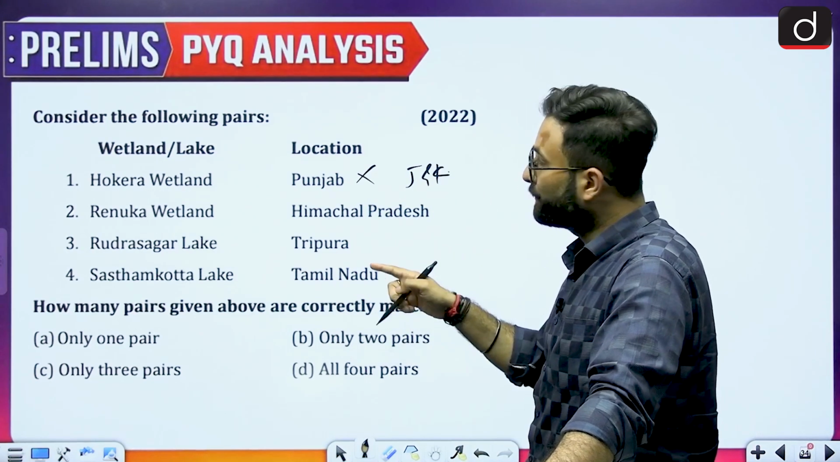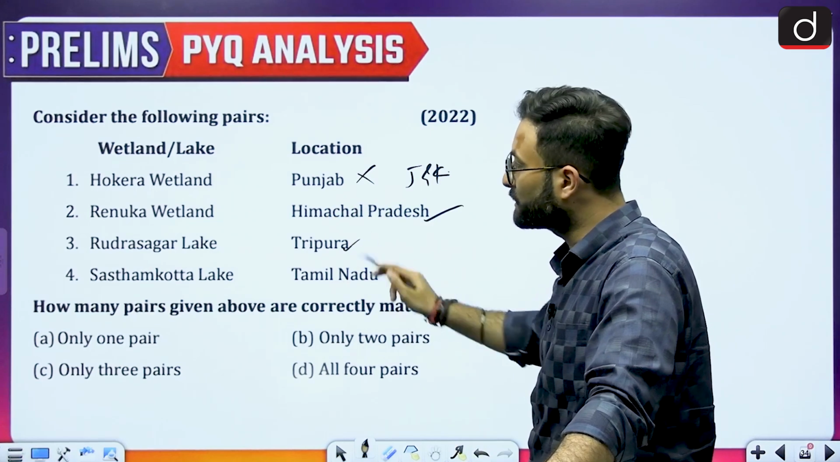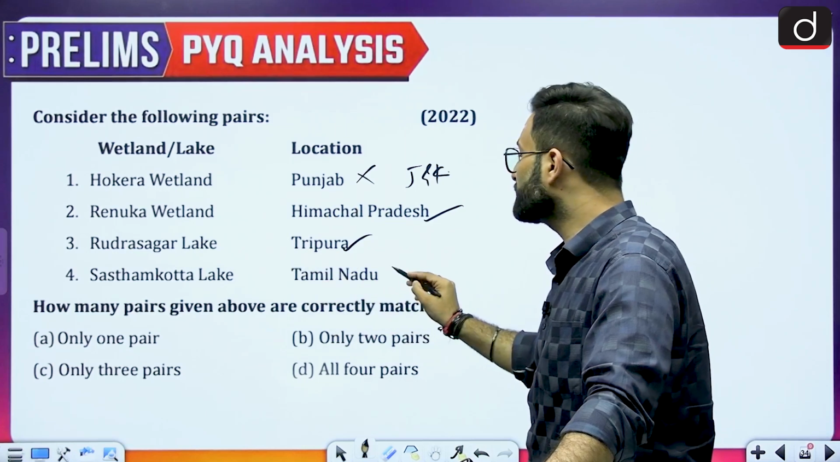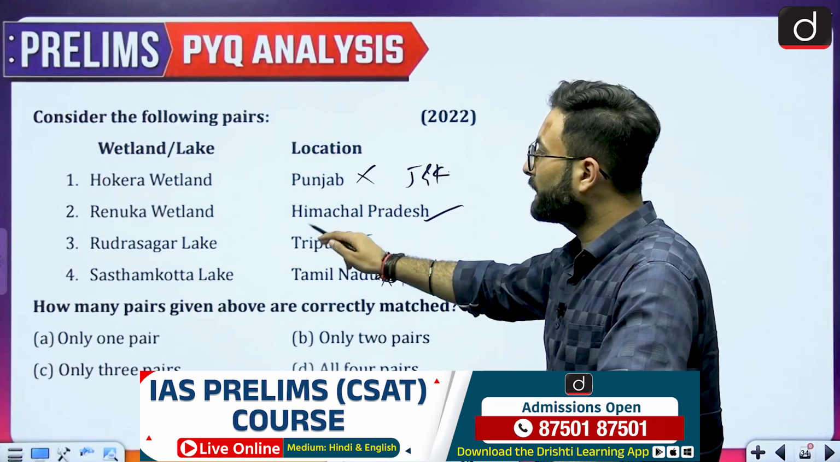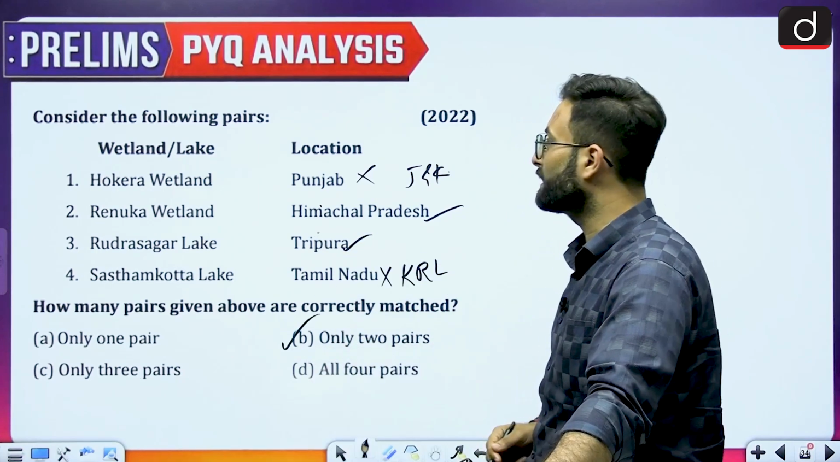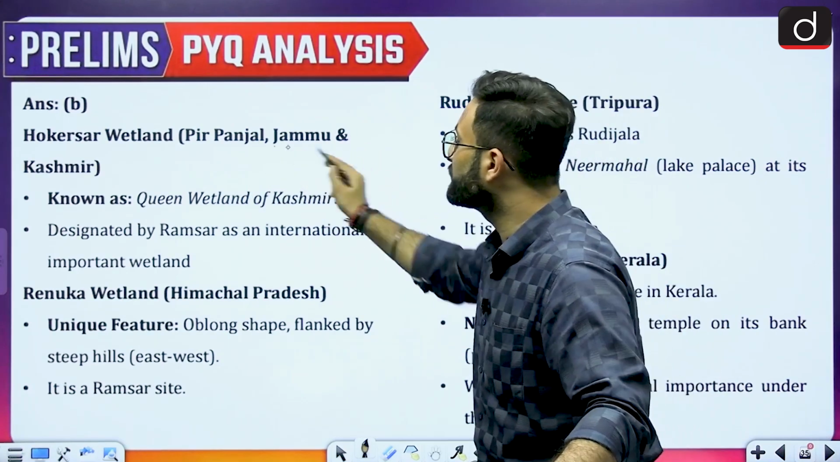Now coming to the next one, Renuka wetland is there in Himachal Pradesh, that is right. Rudrasagar is there in Tripura, that is also right. Sastham Kotta is there in Kerala and not Tamil Nadu. So here only 2 are correct, 2 and 3. Option B would be your right answer over here. Here you can see Hokersar wetland is basically there in Jammu and Kashmir.